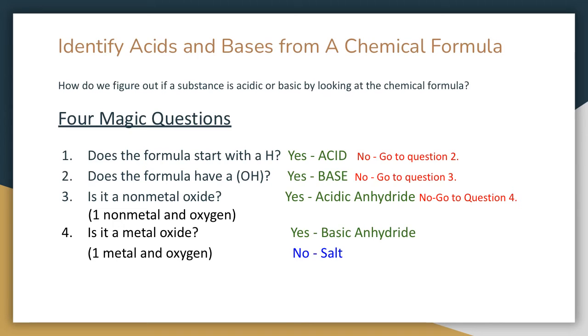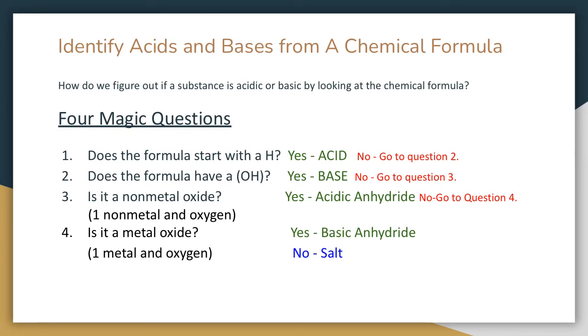So now that you know the classifications that are possible for substances, well, is there like a checklist? How do we figure out what substance is what? Because we could have an acid, a base, an acidic anhydride, a basic anhydride, or a salt. So this is where that little red sheet, the 4 magic questions, are going to come in handy because it's going to allow us to classify these things as an acid, base, anhydride, or a salt.